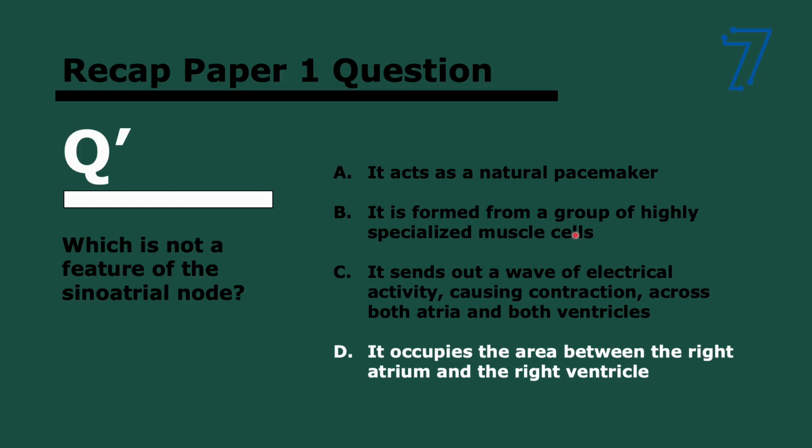It is formed from a group of highly specialized muscle cells, remember, it allows them to depolarize very, very quickly. And it sends out a wave of electrical activity, which causes contraction. And that propagates to the whole heart, so to both atria and ventricle. So that's a common misconception. It's to both. So it's D.